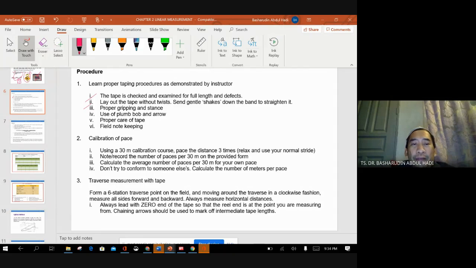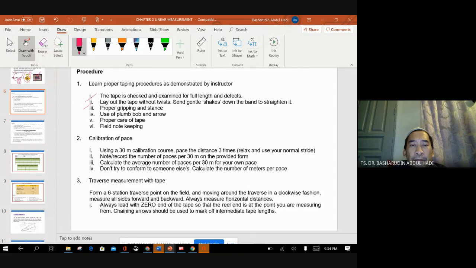Calibration of pace. Using a 30 meter calibration course, pace the distance 3 times, relax and use your normal stride. Okay. So sometimes you have a 30 meter measuring tape, and you don't know which one is right, which one is wrong. So normally you take a new tape that you bought.